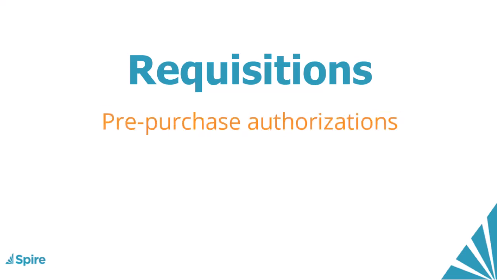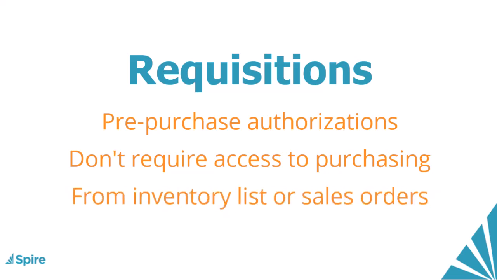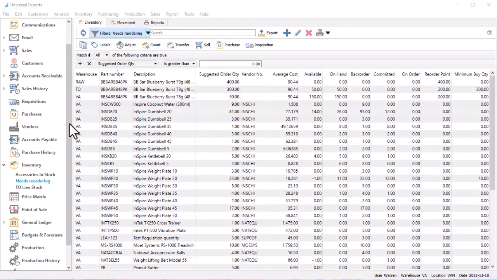If you require an authorization process prior to making purchase orders, requisitions can be this intermediary step, even from users who don't have security access to purchasing. Requests to purchase items can be made from the inventory list, or from within sales or production orders. A requisition is not a transaction in Spire, but rather a record for a specific inventory item to be purchased, but not yet added to a purchase order, linked to a source from where the request was made.